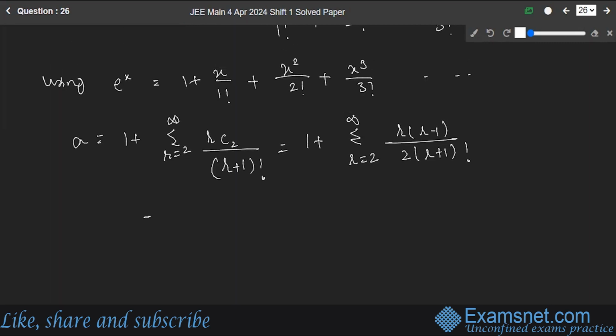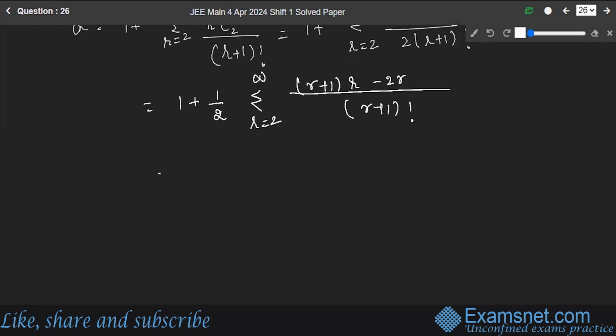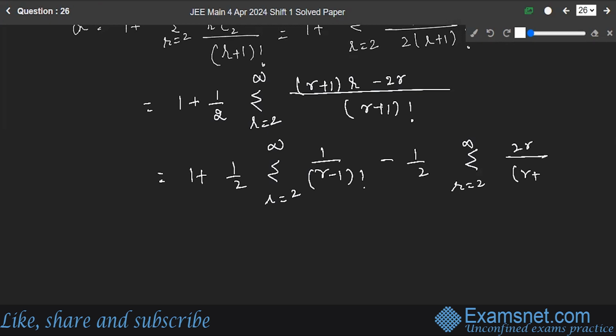Correct. So this is equal to 1 plus 1 by 2 outside the summation, r is equal to 2 to infinity of (r plus 1) minus 2r, I can write it like this, upon (r plus 1) factorial. So this is 1 plus 1 by 2 summation r equal to 2 to infinity 1 upon (r minus 1) factorial, minus half summation r is equal to 2 till infinity 2r upon (r plus 1) factorial.